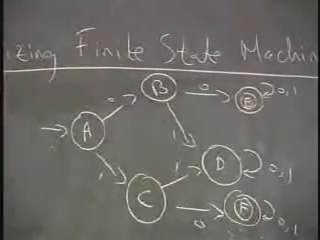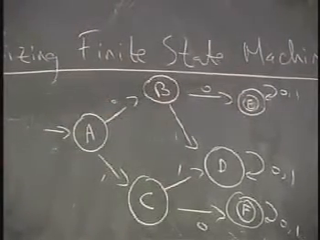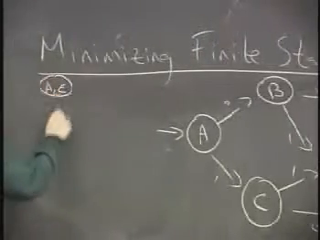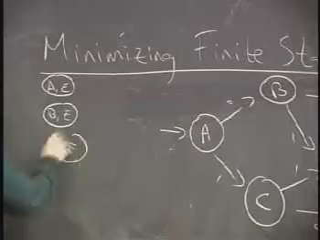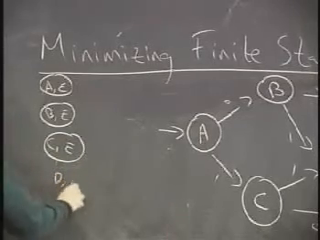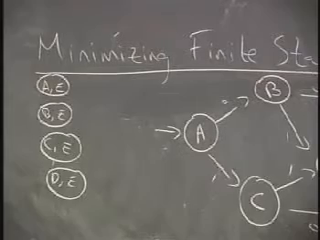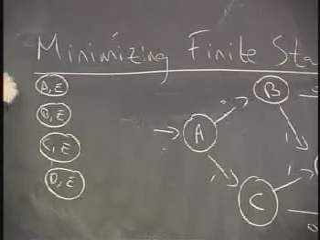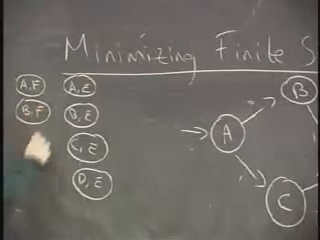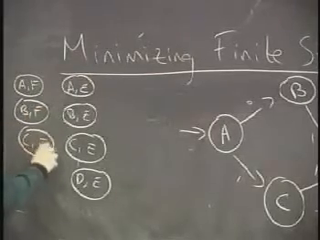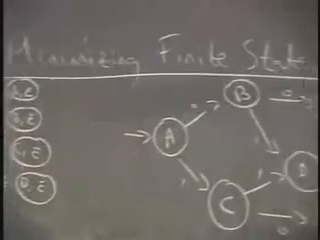Final states are distinguishable from non-final states. So I get AE, BE, CE, DE, and same thing for Fs, right? AF, BF, CF, and DF. Those are all the states that are distinguishable to begin with.